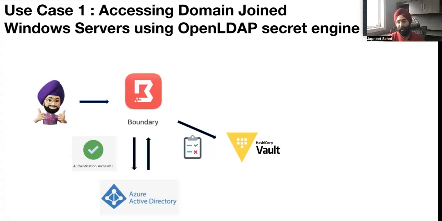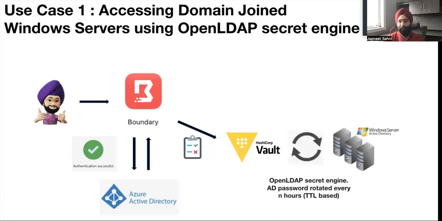So now what is happening in the background, right? Now, in this HashiCorp Vault, we have enabled the OpenLDAP secret engine. And this secret engine is tied to your Windows server's Active Directory. It is capable of generating or rotating your Active Directory passwords every n hours. It could be 5 minutes, 1 hour, 4 hours, or 8 hours, right? So it is based on a certain TTL.